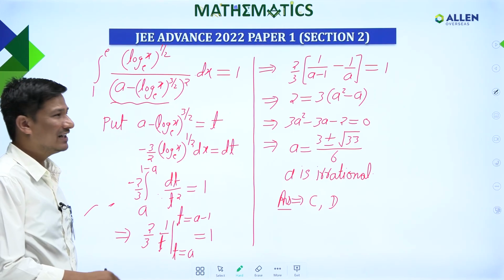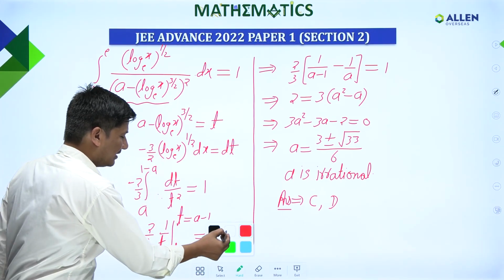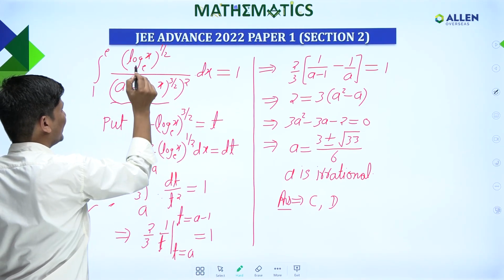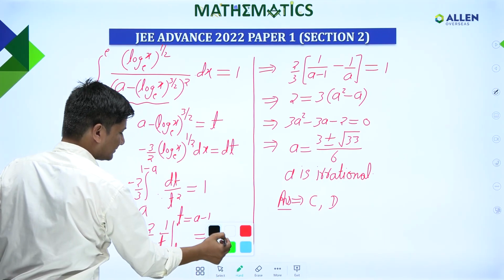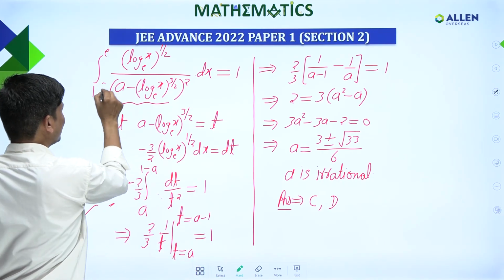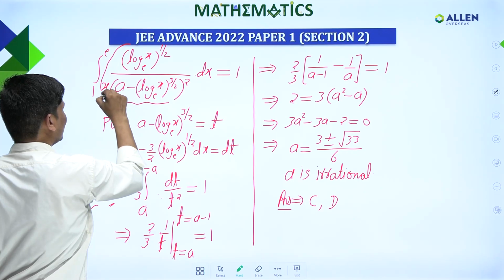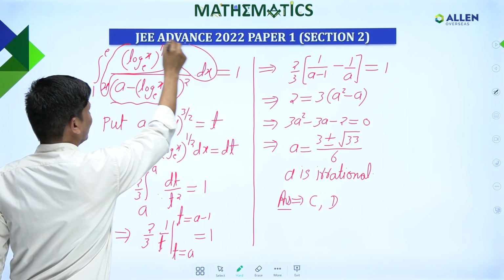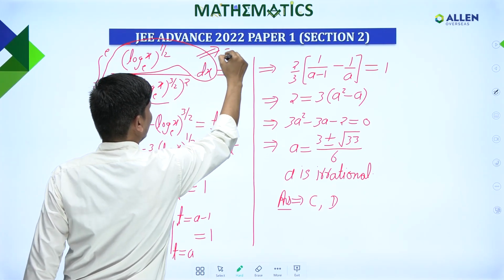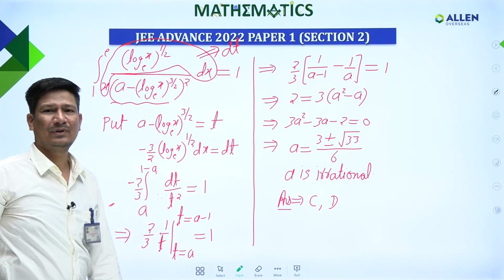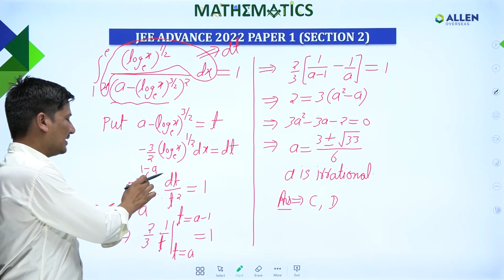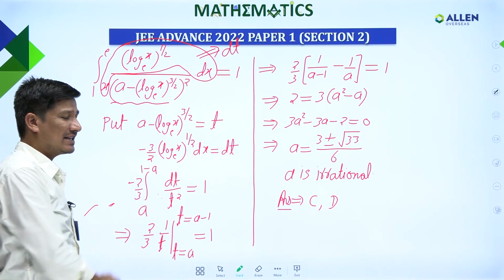Okay, so from here, if I substitute this quantity, beta, and see carefully, here x is also there. So this will convert into a dt. Okay, so here, after that, minus 2 by 3, accordingly, we can change the limits, guys.